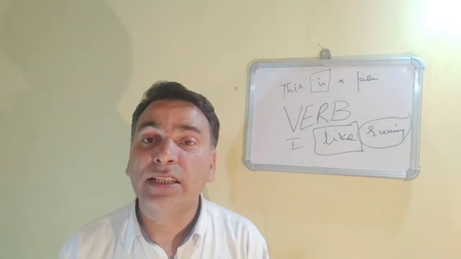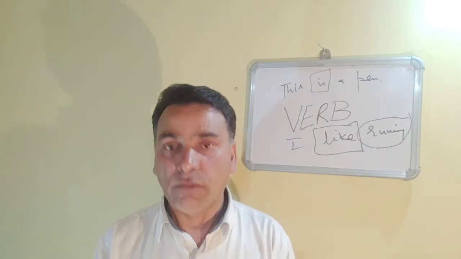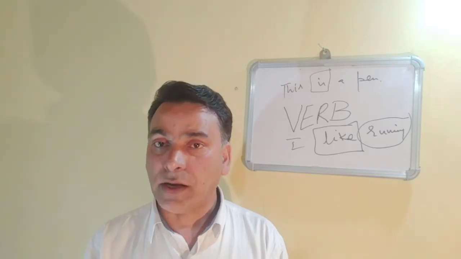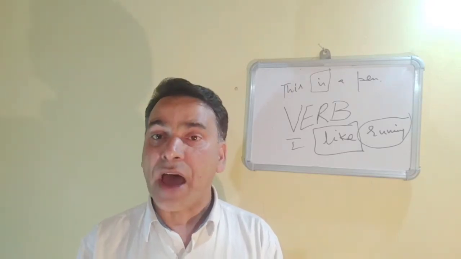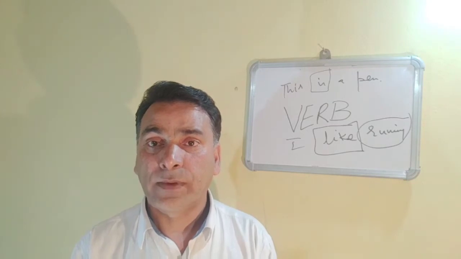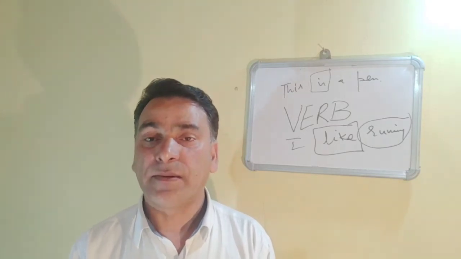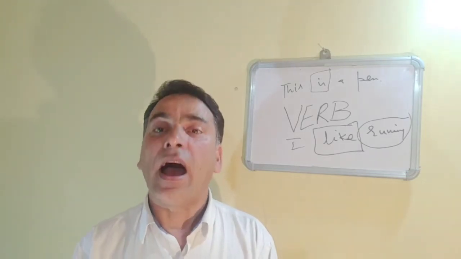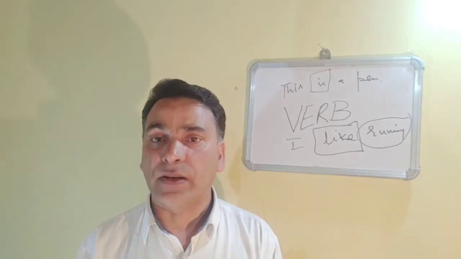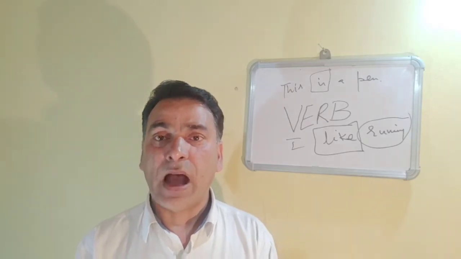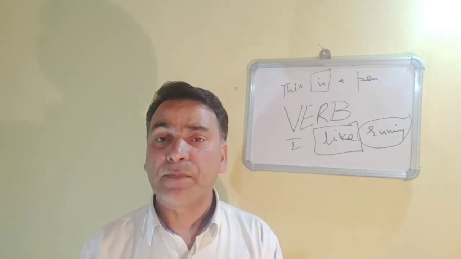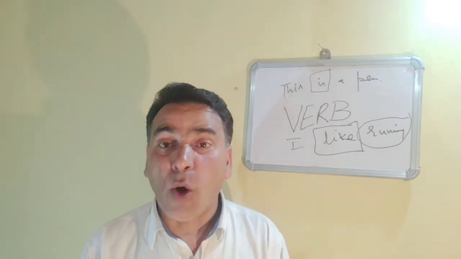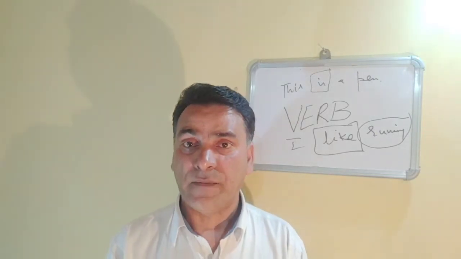And what are these things? The first thing, I agree, is action. Verbs are words that show action. For example, I play cricket. I run fast. I walk swiftly. I eat food. I write letters. I jump up high.